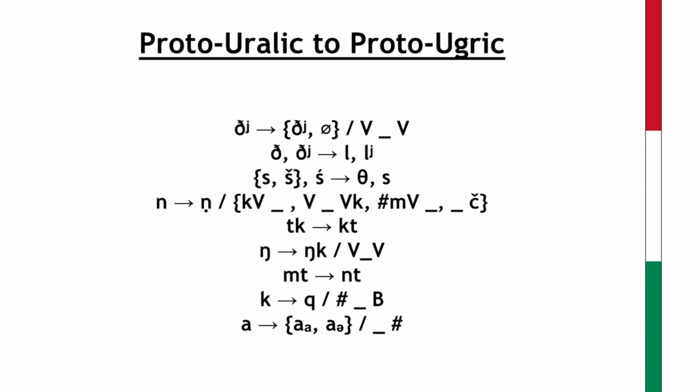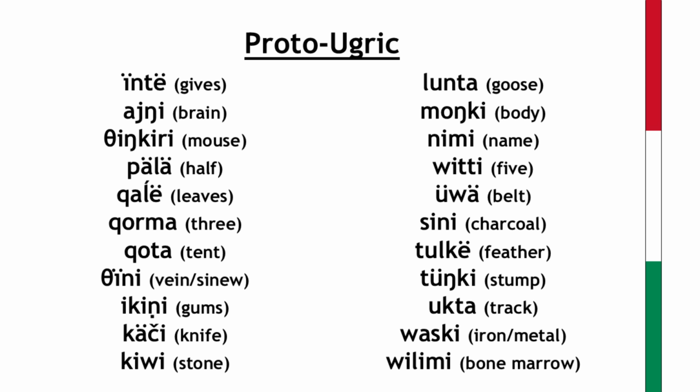differed in height. Unta, Aini, Thinkiri, Pala, Kalya, Korma, Kota, Thuni, Ikini, Kachi, Kiwi, Lunta, Monkey, Nimi, Witti, Uva, Sini, Tulka, Tinki, Ukta, Waski, Willimi.